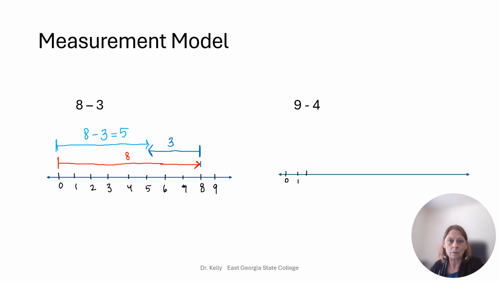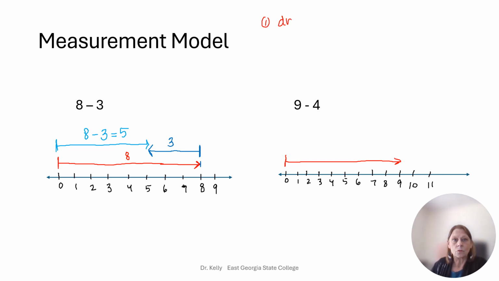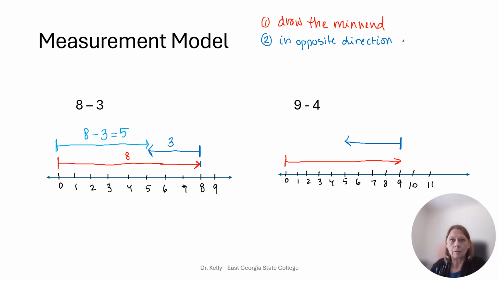Starting with 0. All right, and we'll do the same thing. We go all the way through and we place the minuend. So step 1, draw the minuend. And then the second step, starting from the end of the minuend and going in the opposite direction, draw in the subtrahend.